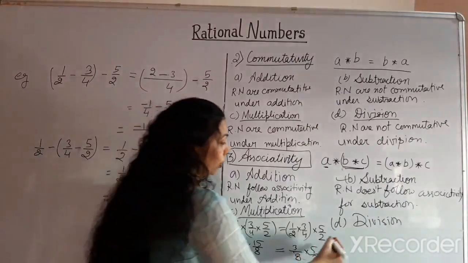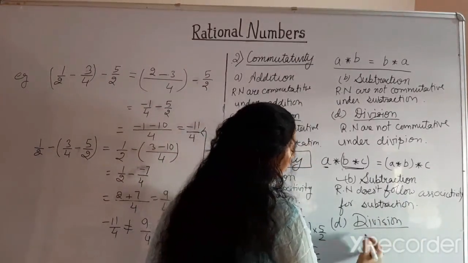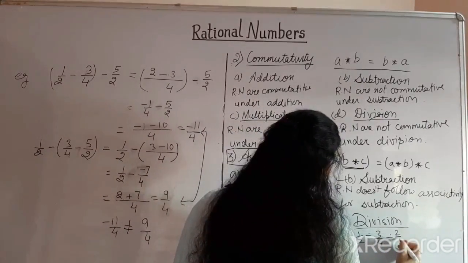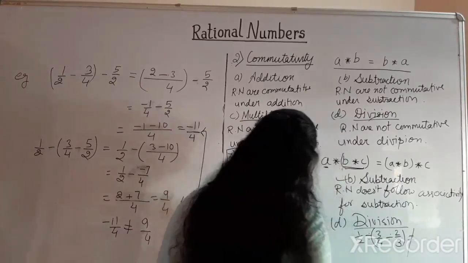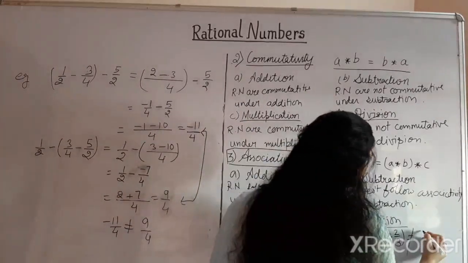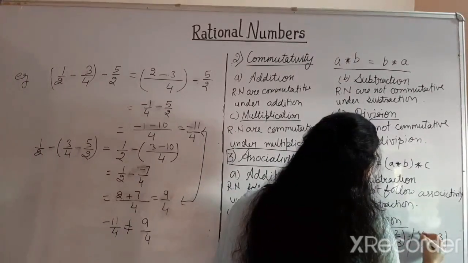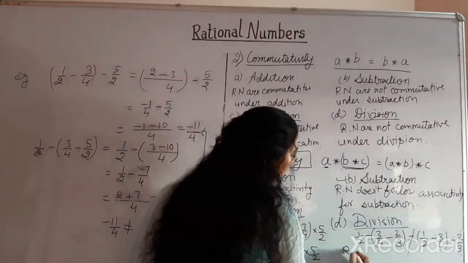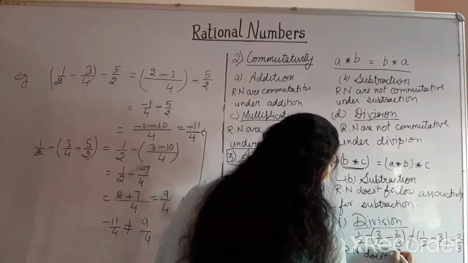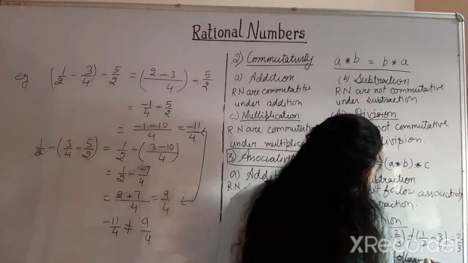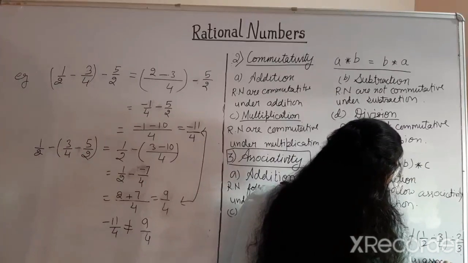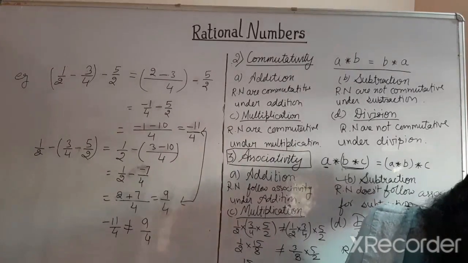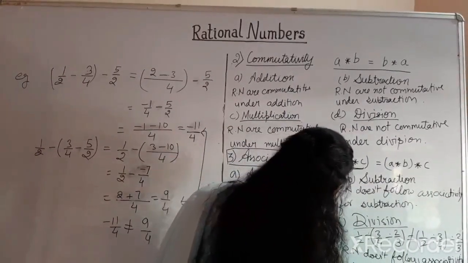Or we can say that rational numbers follow associativity under multiplication. But for division it's not the same, because 1 upon 2 divided by 3 upon 4 divided by 2 upon 3 is not equal to 1 upon 2 divided by 3 by 4 and divided by 2 by 3. They will never be equal. So rational numbers don't follow associativity for division.